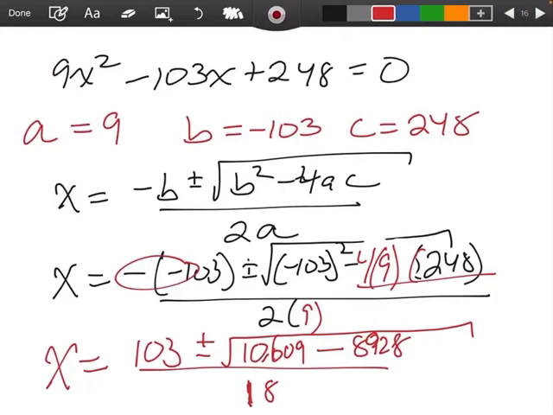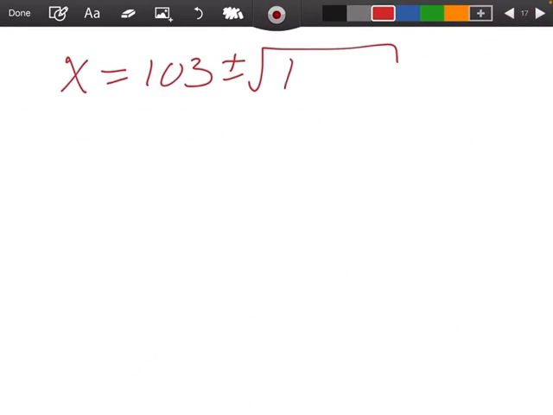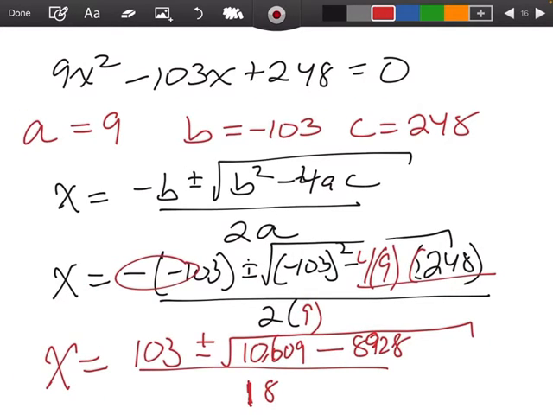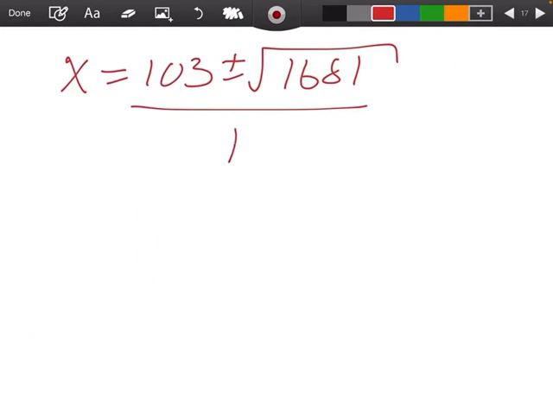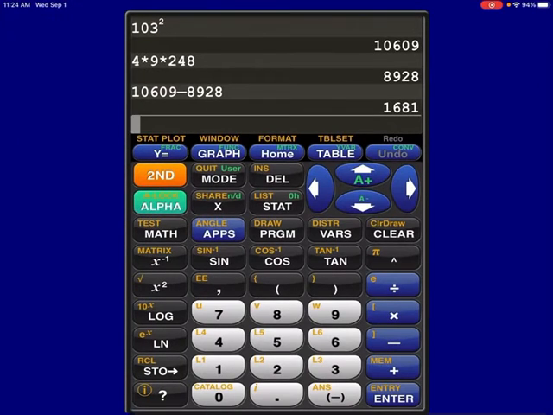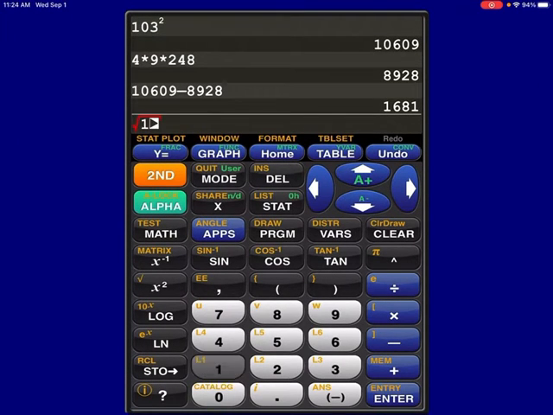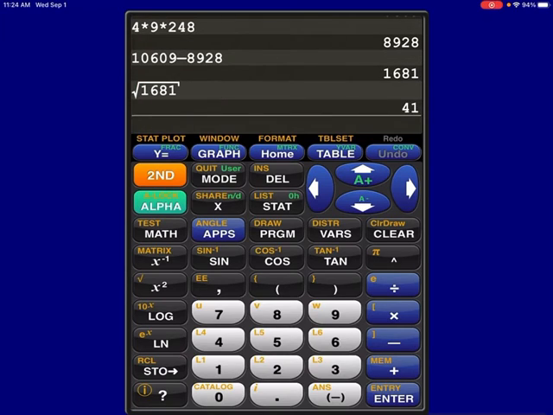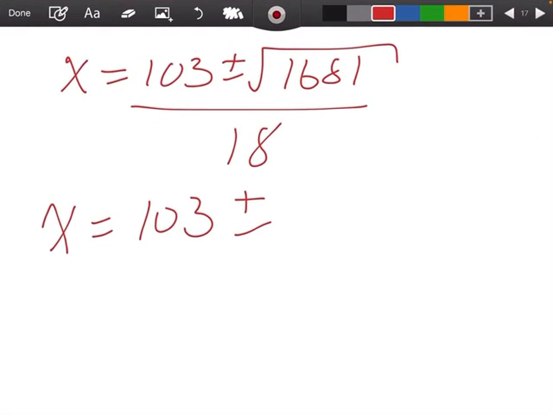So let's come back here. This is 1681 all over, the bottom part was 18, okay? That's still going to be 18. Okay, 103 plus or minus the square root of 1681. So I'm going to take the square root of 1681. Okay, 41. Nice and pretty, right? All over 18.